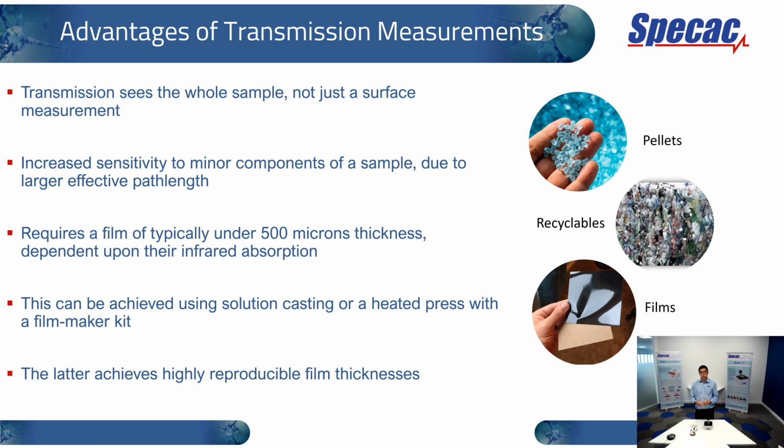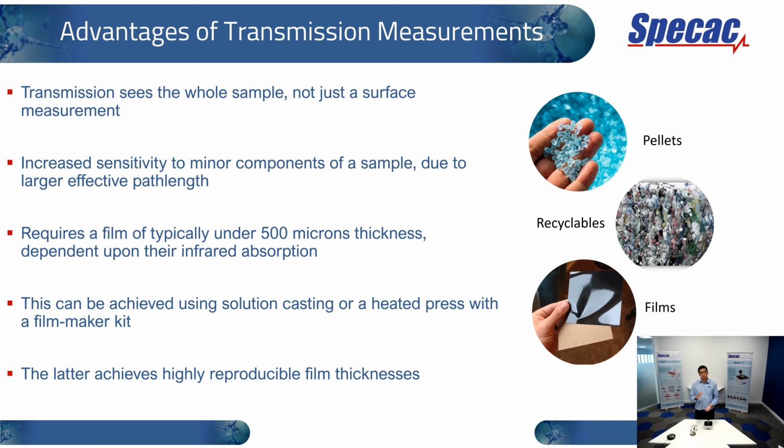Depending on the infrared absorption of the sample as well. So for example, polystyrene has quite weak absorption, so you might want to use a thicker spacer. But for something like polypropylene, because it's quite absorbing, then you might want to use a thinner spacer. So it really depends on what sample you're analysing.